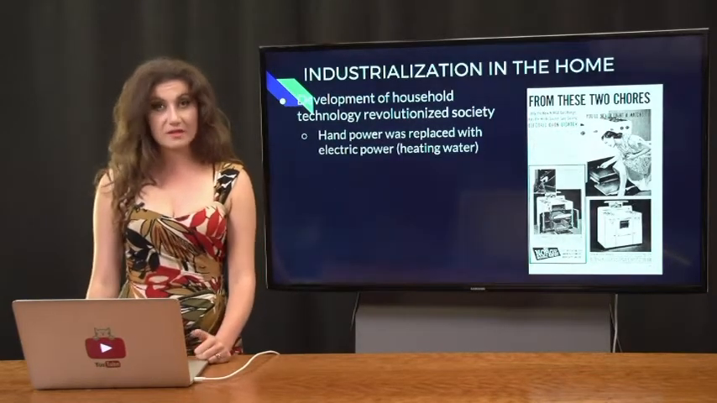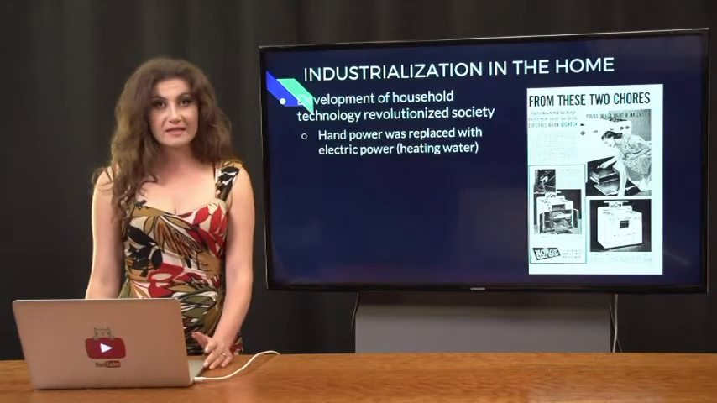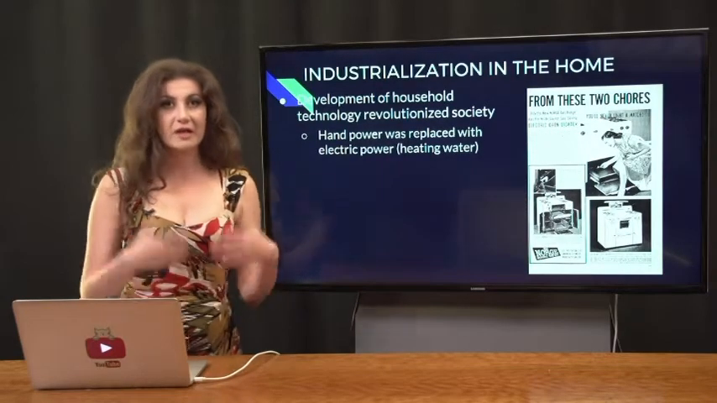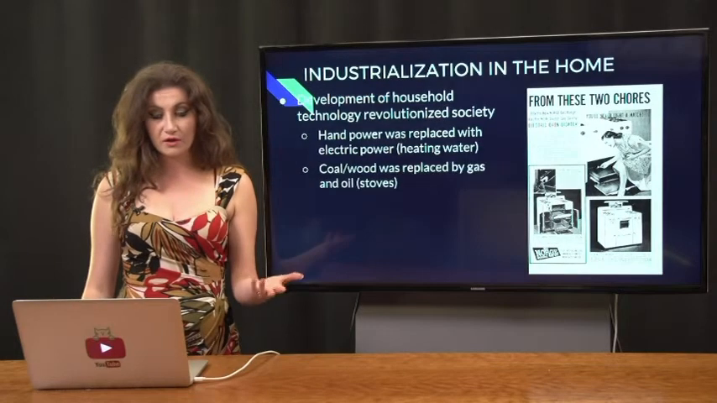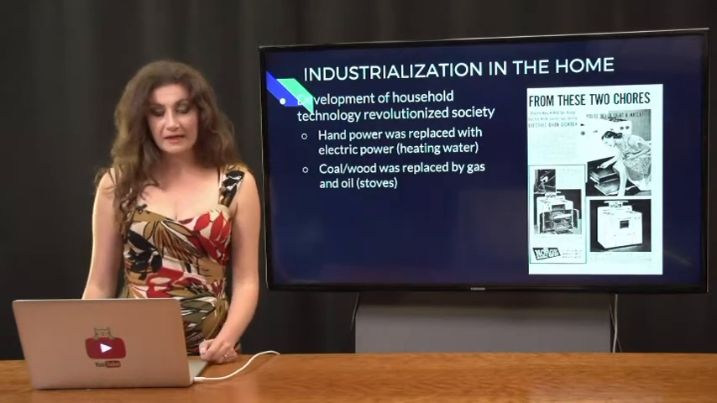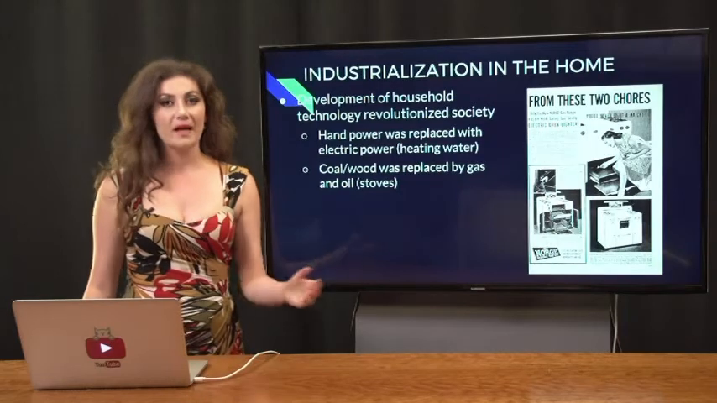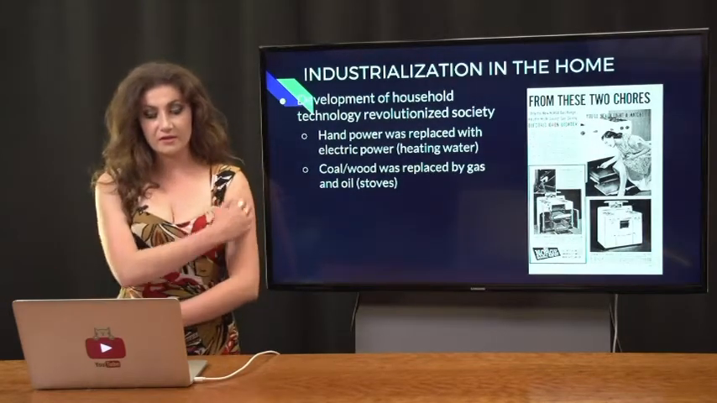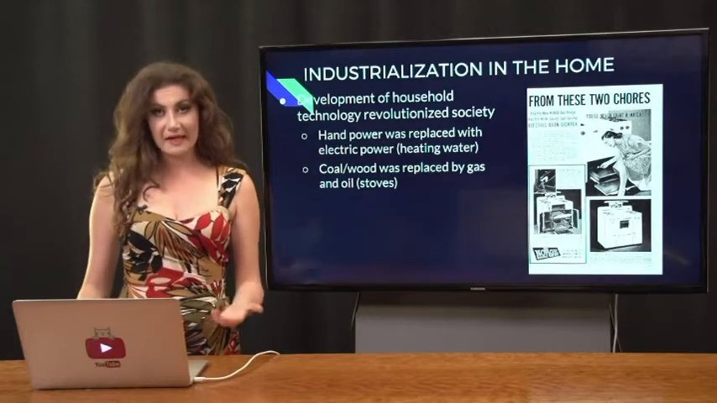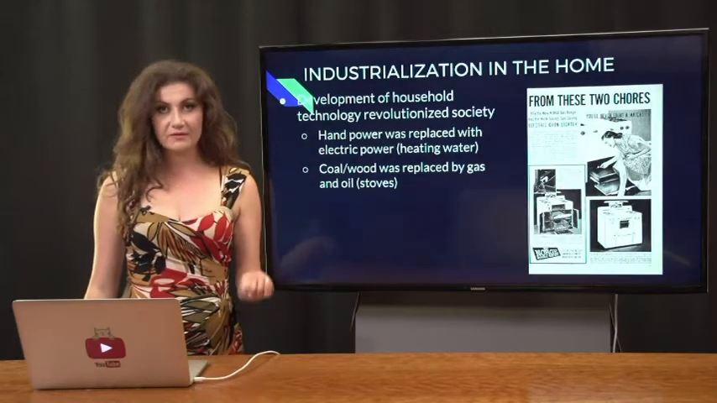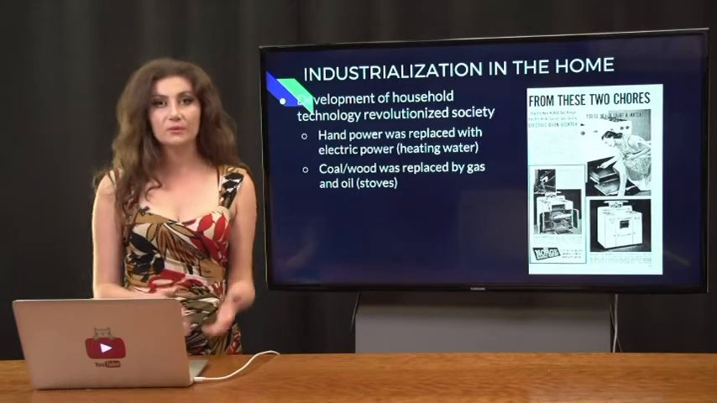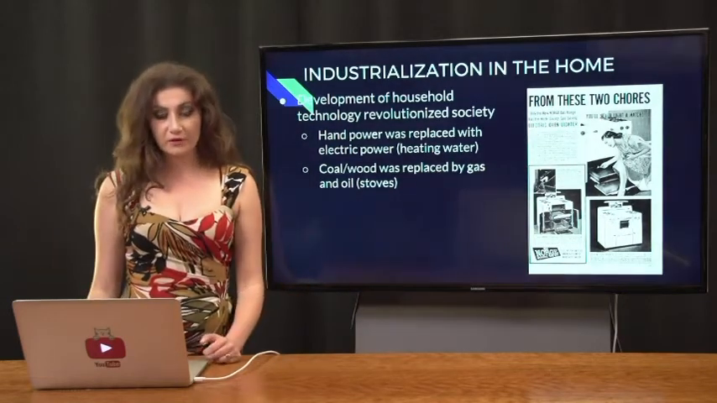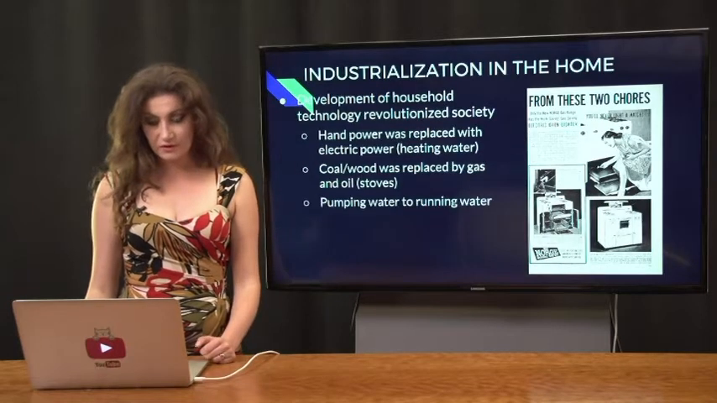So hand power was replaced with electric power. For example, to heat water, people would fill a pot and then heat it over fire. Now with the invention of electric stoves, people were able to take baths and showers with water heaters and heating generators. Coal and wood was replaced by gas and oil, right? So on stoves, you didn't have to bring wood, shove it in the stove, and so on and so forth. Gas and oil stoves were introduced.